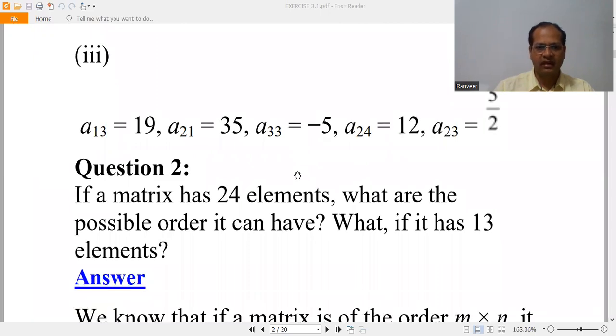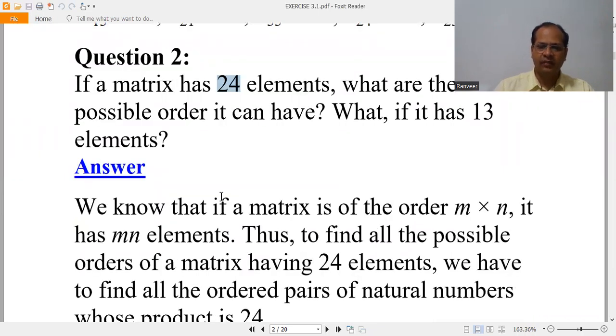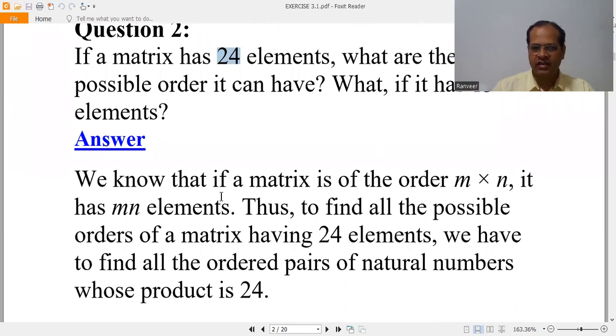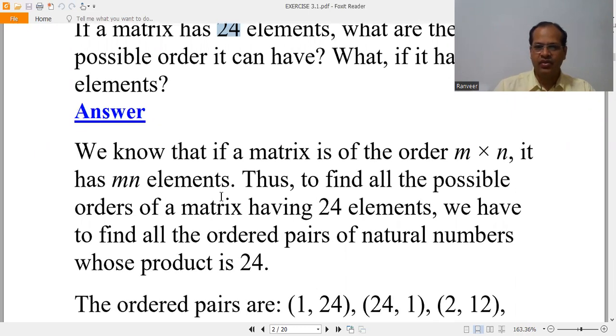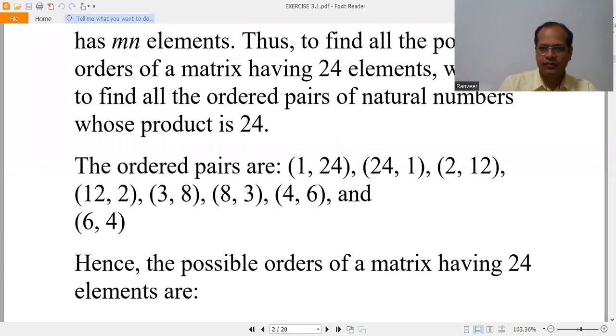Now, question number 2. If a matrix has 24 elements, what are the possible orders it can have? What if it has 13 elements? First of all, 24 elements are there. We know an m×n matrix has mn elements. To find the total number of possible ordered pairs, first we have to divide 24.